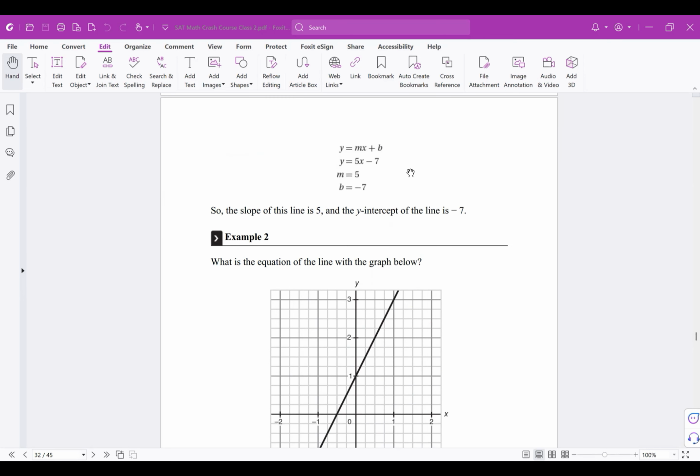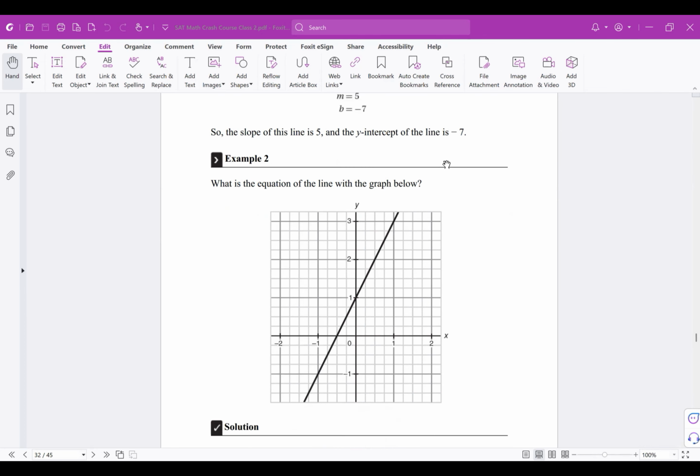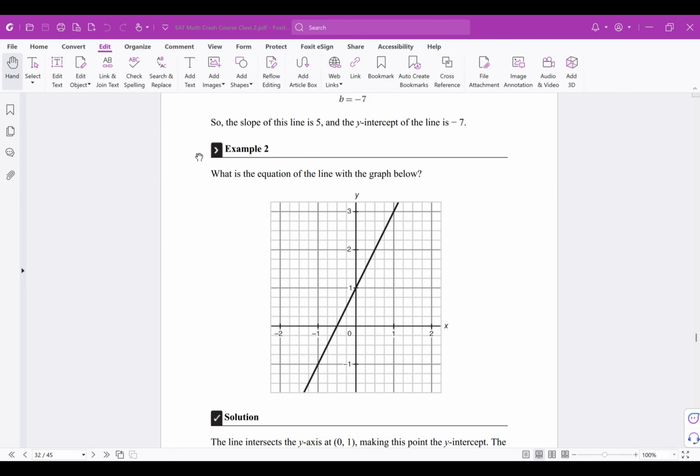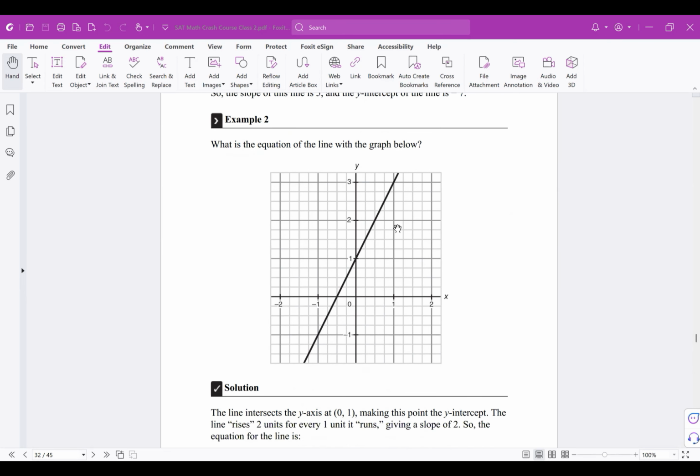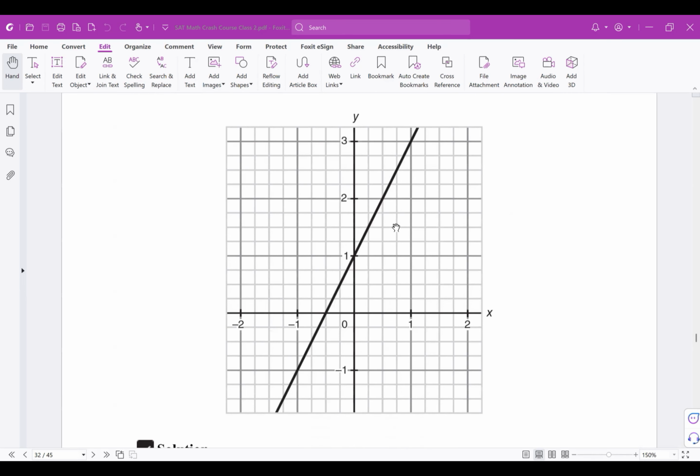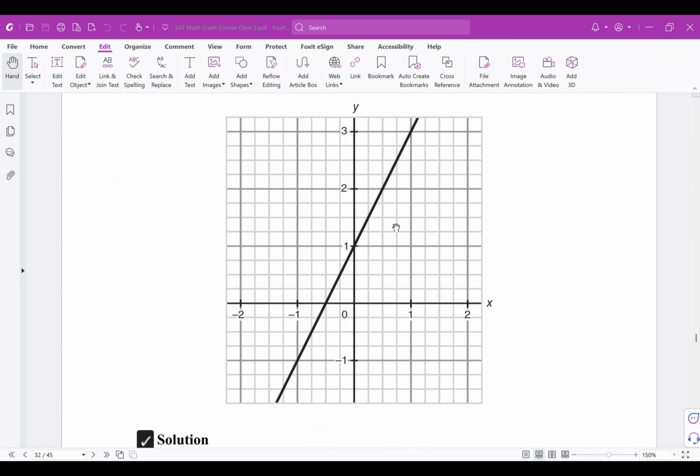You got this problem, right? Yes, I got it. Okay. What is the equation of the line with the graph below? You will solve this problem with your own hands, and I won't solve this problem.